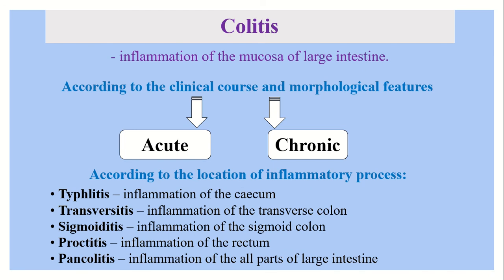Colitis is the inflammation of the mucosa of the large intestine. There are two types, acute and chronic, according to the clinical course and morphological features. According to the location of the inflammatory process, there are typhlitis, inflammation of the cecum; transversitis, inflammation of the transverse colon; sigmoiditis, inflammation of the sigmoid colon; proctitis, inflammation of the rectum; and pancolitis, inflammation of all parts of the large intestine.